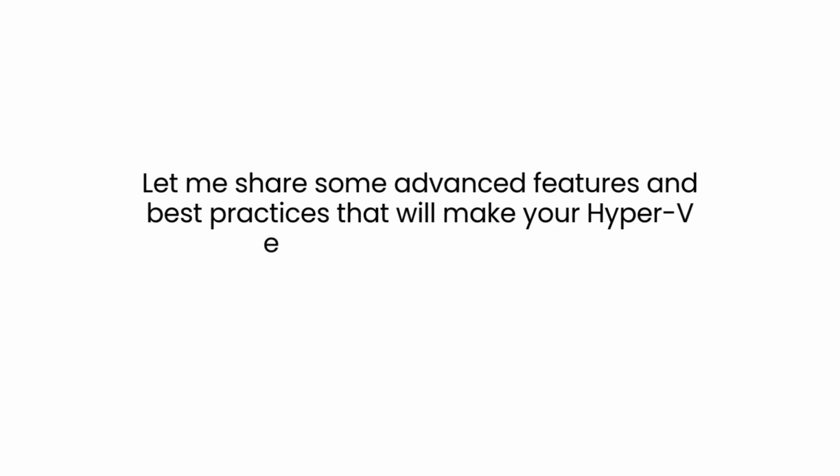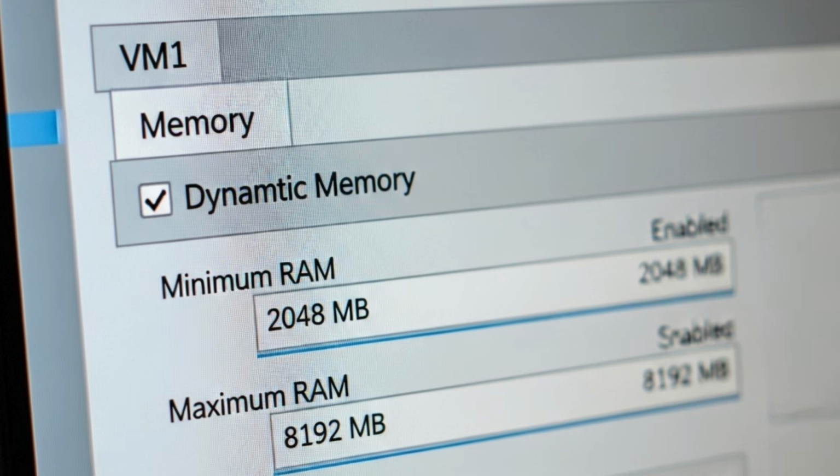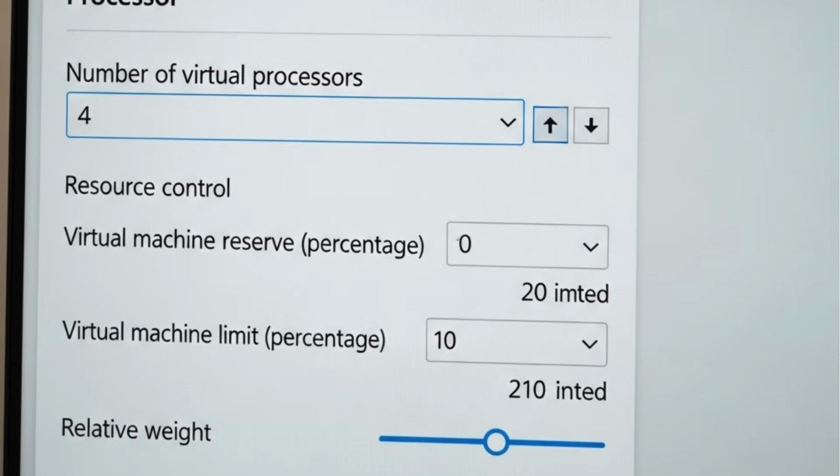Let me share some advanced features and best practices that will make your Hyper-V experience much better. For memory management, dynamic memory is usually your friend, but understand how it works. The VM starts with a minimum amount of RAM and can grow up to the maximum as needed. Set your minimum to what the OS needs to boot, 2 GB for Windows 11, and your maximum to what you can spare from your host system. For processors, you can allocate multiple virtual processors to a VM, but don't go overboard. A good rule of thumb is no more virtual processors across all VMs than you have physical cores.